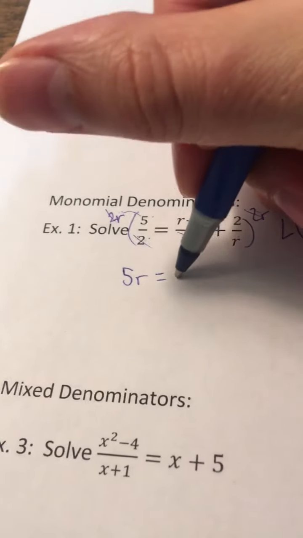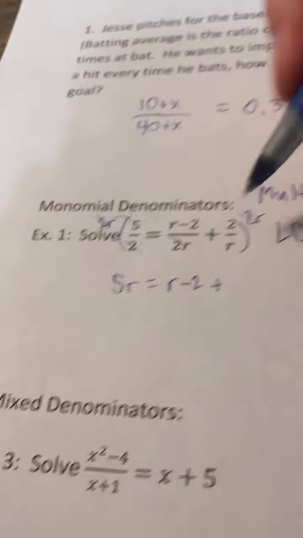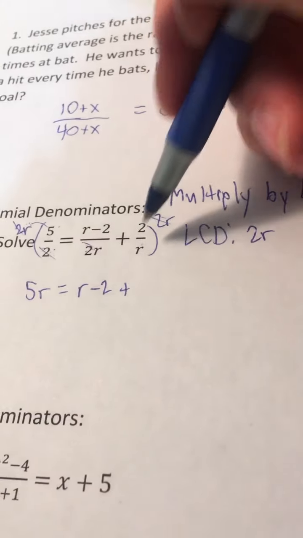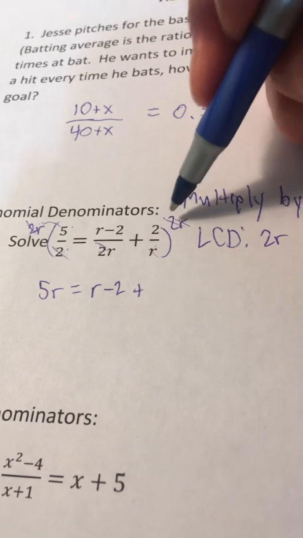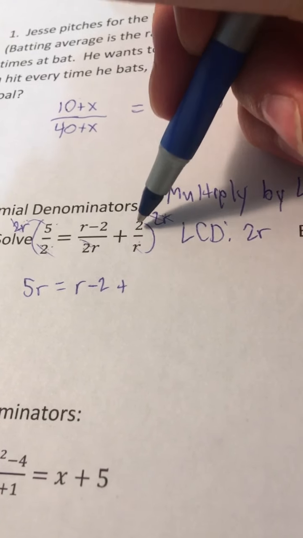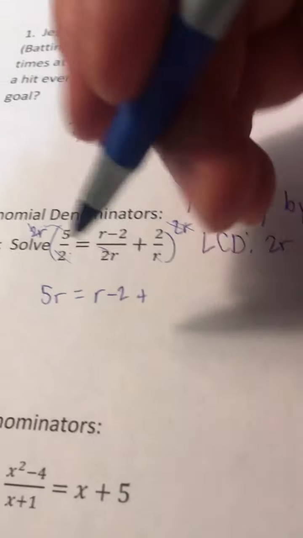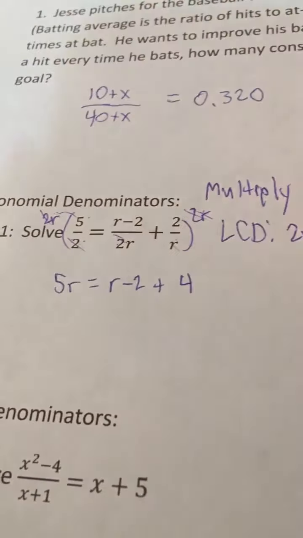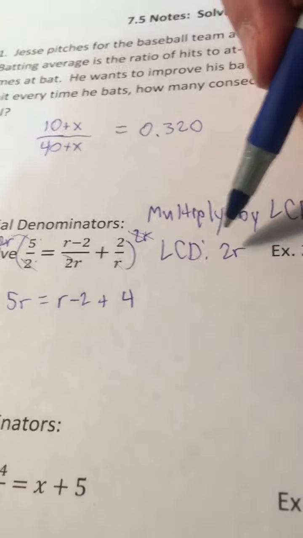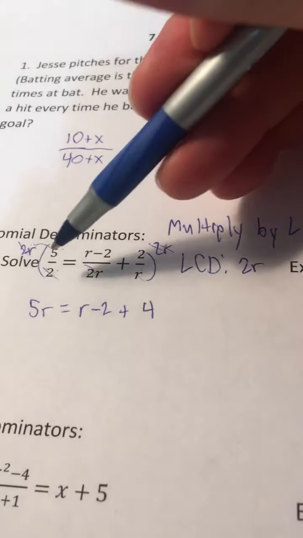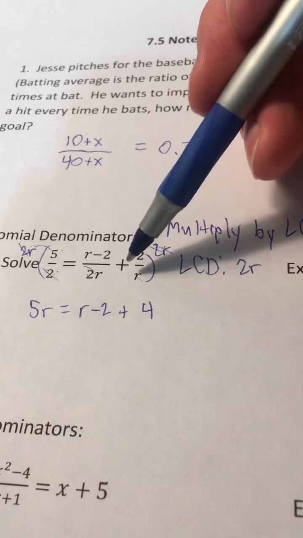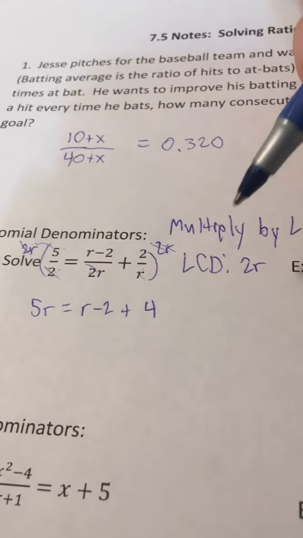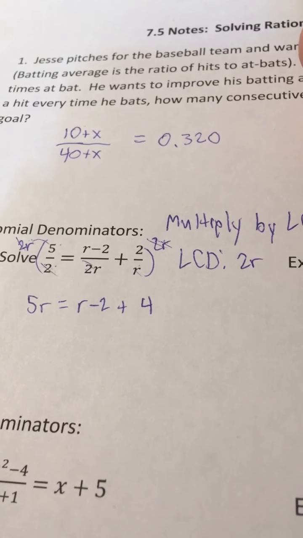r minus 2. And then plus, now in this last one, 2 over r times 2r. Again, this time I could divide out the r's, the 2's still left, times this 2. 2 times 2 is 4. All right? One way you could check to make sure you have the correct common denominator is you should have nothing left. You should be able to cancel out everything on bottom of these fractions. All right, if you can't, then there's probably something wrong with your LCD.